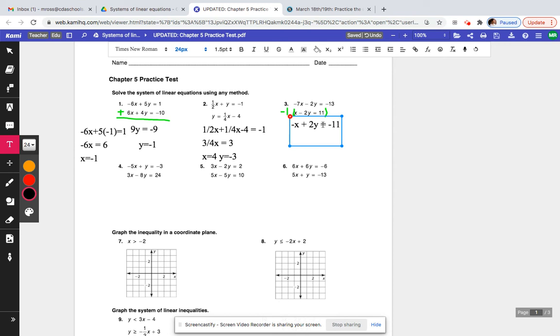So -7x plus -x is going to give you -8x. -2y plus 2y is going to be 0. And then -13 plus -11 is going to end up being -24. Then we can divide by -8, and x is going to end up being 3. Then we can plug 3 back in. I'll just do that bottom equation. So 3 minus 2y is equal to 11. Then we can subtract 3 on both sides to end up getting -2y is equal to 8. And divide by -2, and your answer is going to be -4.